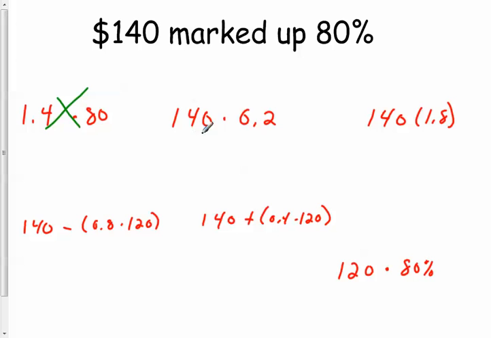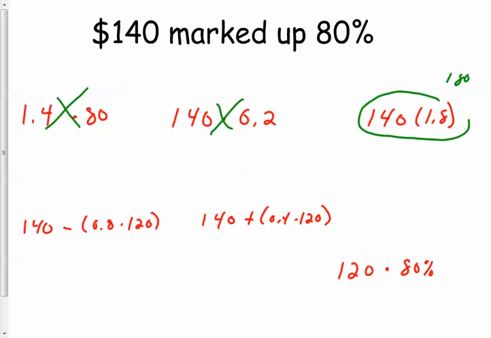What if we do 140 times 0.2? Well, let's see. That would find 20%. But this is being marked up. So that's not quite right either. Then this one's 140 times 100% and 80%. That's what this is, because if you change this decimal to its percent, it would be 180%. If I multiplied 140 times 180%, that'd be 100% would be the whole thing, plus the 80% markup.